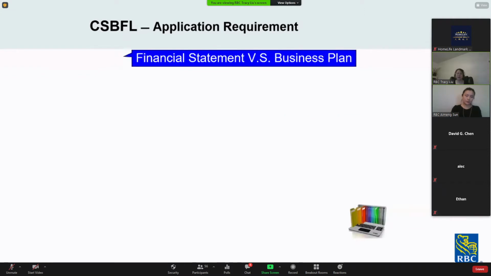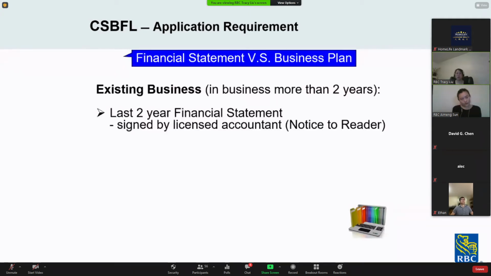So we look at the financial statement and business plan. What's unique here is that if it's an existing business, we normally ask for a financial statement signed by an accountant. But for a startup or brand new business, you don't have one, so we accept a business plan. For the financial statement, we accept a notice to reader. It's not T2, but similar to T2, and it has to be signed by a licensed accountant because we believe that the majority of the time an accountant wouldn't risk their license, right?